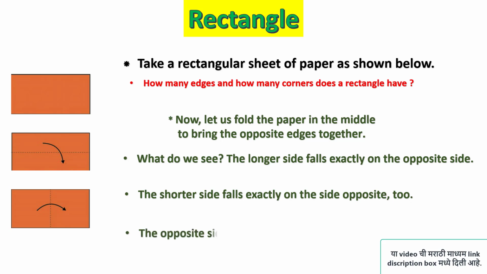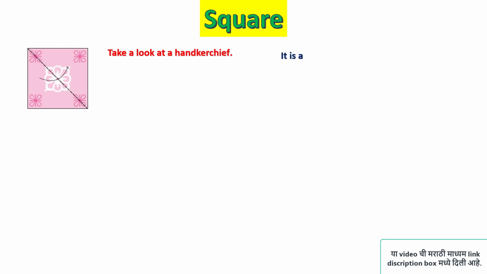The opposite sides of a rectangle are of equal length. We find out the opposite sides of a rectangle are of equal length in this way. Square. Let me find out what is meant by square. Take a look at a handkerchief. It is a square. How many edges and corners does a square have?